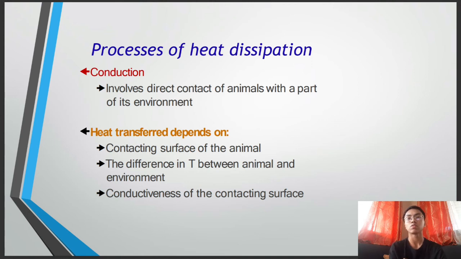Heat transfer depends on the contacting surface of the animal. Heat transfer depends on the difference in temperature between animal and environment. And heat transfer depends on the conductiveness of the contacting surface. So next is convection.